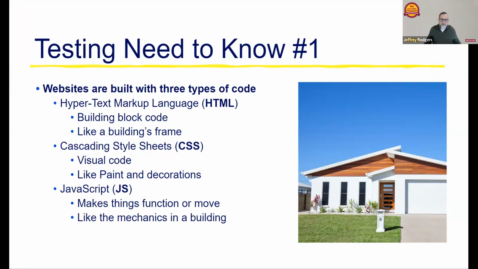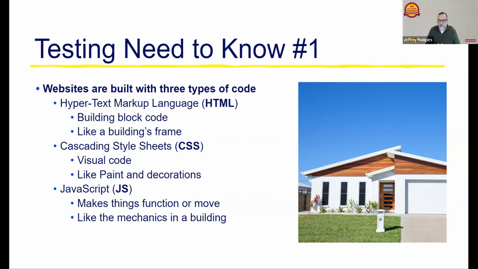So a couple of need to knows as we go through this. The first need to know is that websites are built with 3 types of code. I mentioned this is for non-coders. And what we're going to talk about here is essentially everything that you need as a non-coder to know to understand a little bit about how websites are built. I likened it to how you would build a house.